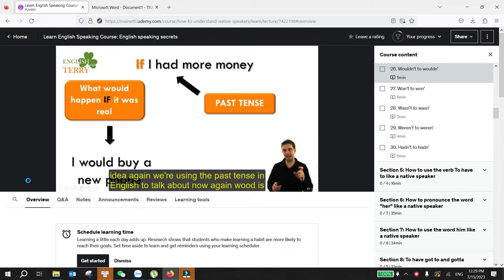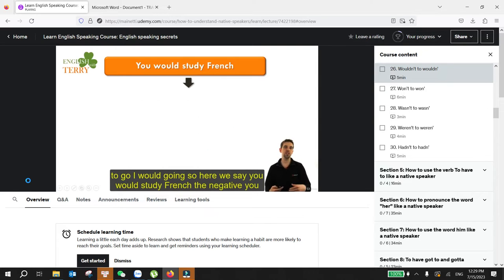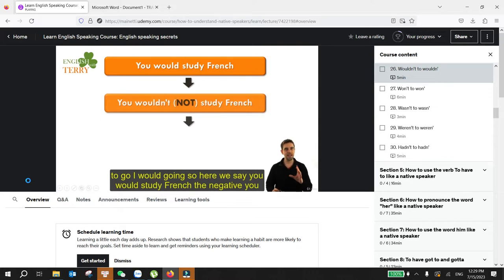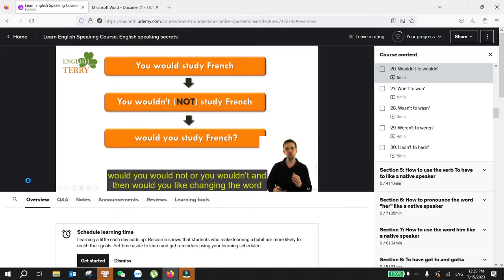Again, we're using the past tense in English to talk about now. Again, would is really similar to could and should. It is I would go, not I would to go or I would going. So here we say you would study French. The negative, you would not, or you wouldn't. And then would you, like changing the word order in the questions.